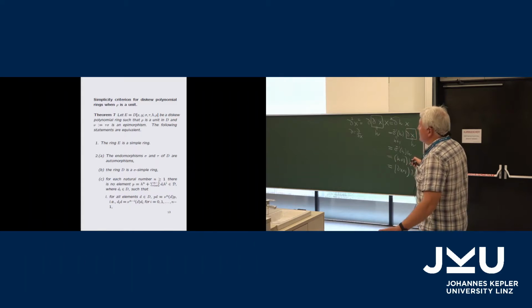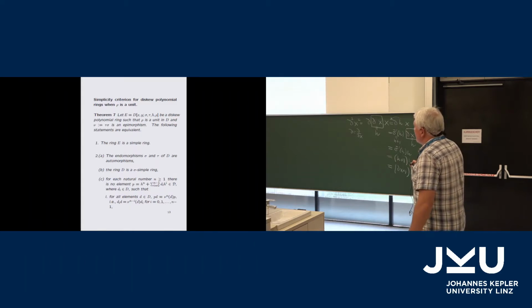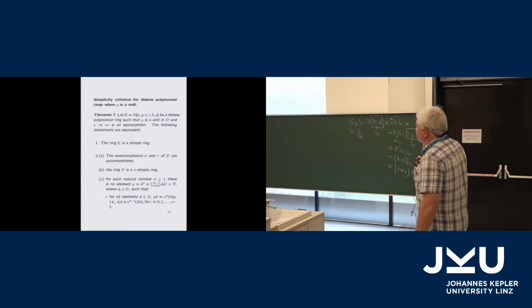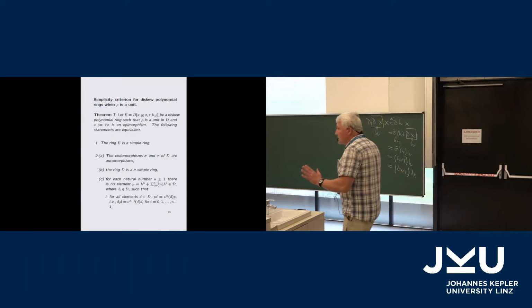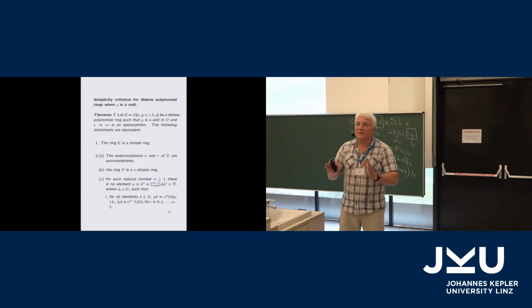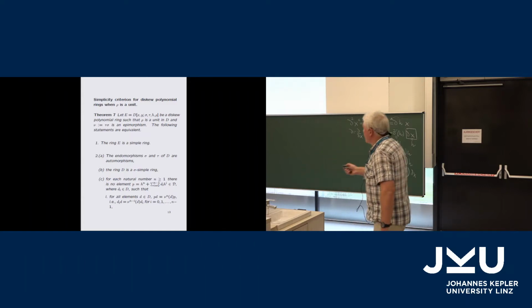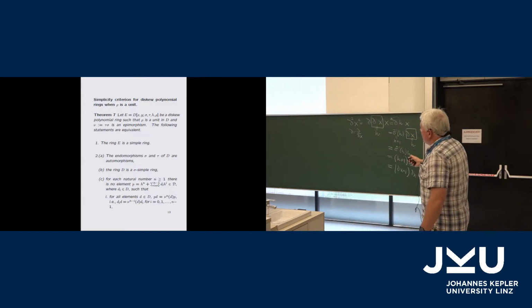Suppose sigma and tau are automorphisms, this is not a condition. So then this ring is simple if and only if the following conditions are satisfied. As I mentioned, each of these conditions simply prohibits some types of ideals. So sigma and tau are automorphisms. This ring is simple.